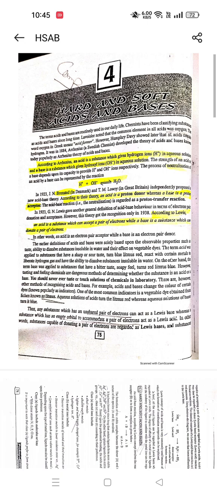In 1923, Gilbert Lewis gave another general definition of acid-base behavior in terms of electron pair donation and acceptance. However, this theory got the recognition only in 1938. According to Lewis, an acid is a substance which can accept a pair of electrons, while a base is a substance which can donate a pair of electrons. In other words, an acid is an electron pair acceptor while a base is an electron pair donor.